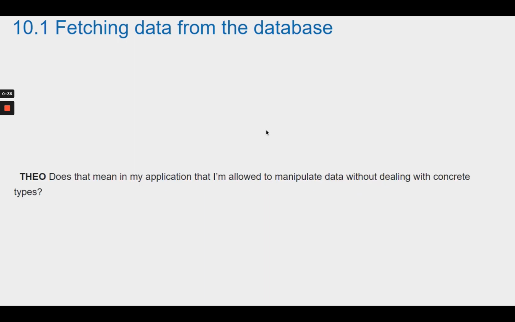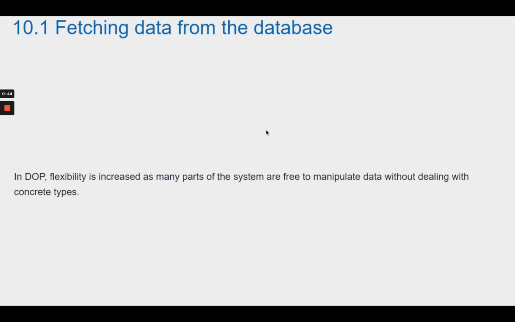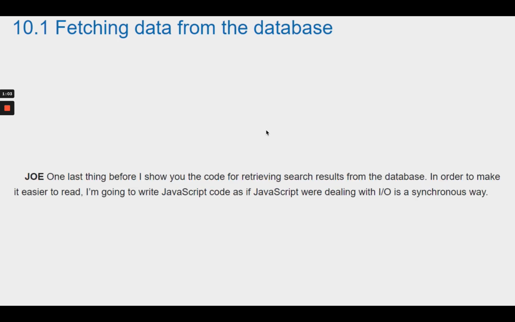Theo: Does that mean in my application that I'm allowed to manipulate data without dealing with concrete types? Tip: in DOP, flexibility is increased as many parts of the system are free to manipulate data without dealing with concrete types. Joe: Exactly. You'll see late binding in action in a moment. That's one of the greatest benefits of DOP. Theo: Interesting. I can't wait to see that.